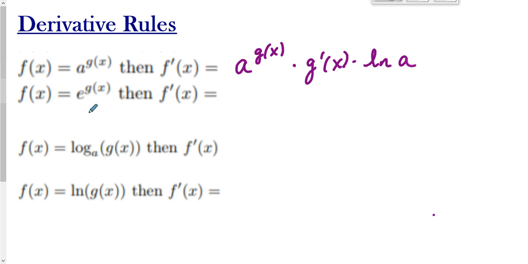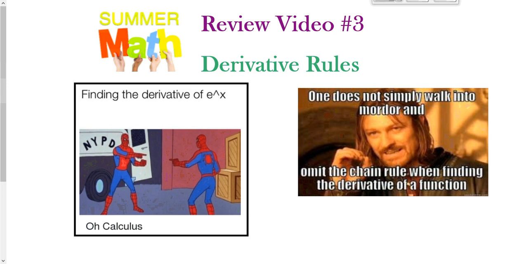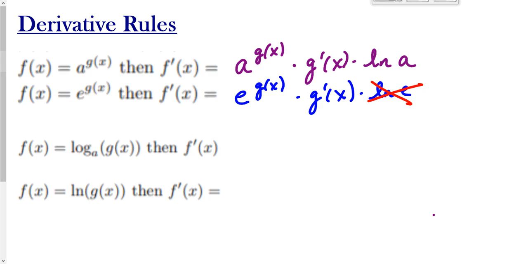This next line is a specific or special case of that. It has all the same elements. It has e to the g of x, the derivative of the exponent, and then it would also have natural log of e, but natural log of e is 1, so we don't have to write that part. Usually we just say the derivative of e to a thing is e to the thing, derivative of the thing. And that was the joke at the front here. So finding the derivative of e to the x is in fact e to the x, because x's derivative with respect to x is 1.